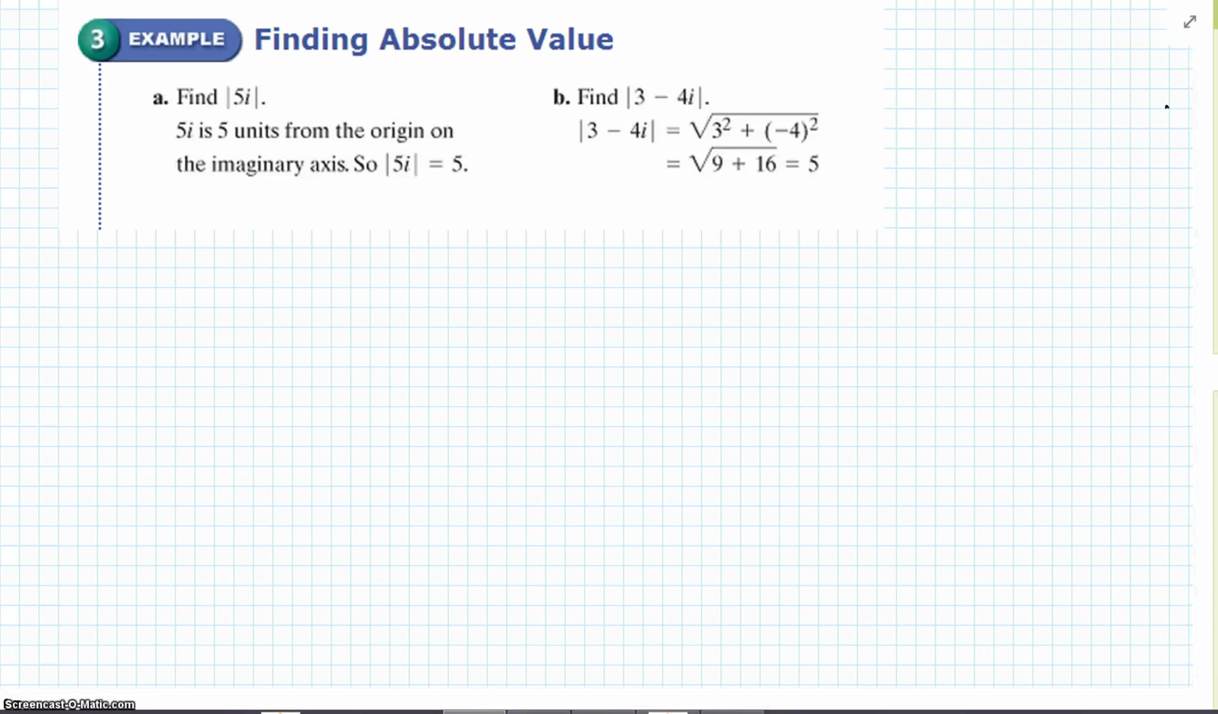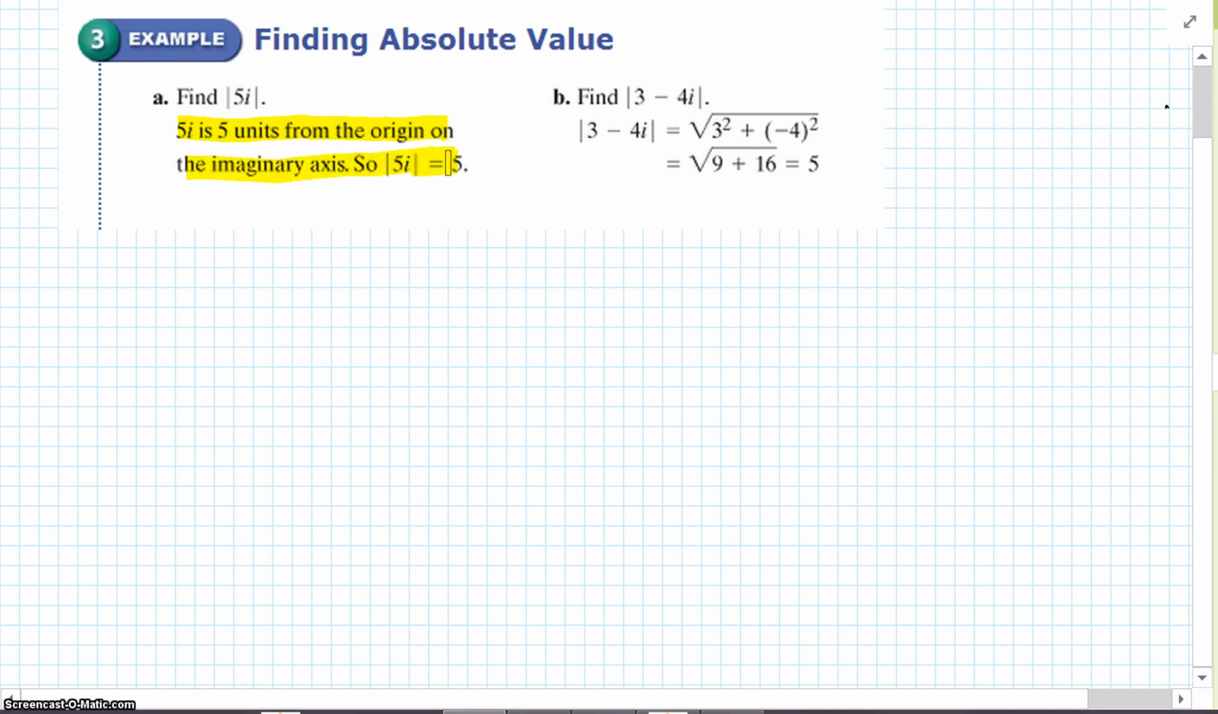So, find the absolute value of 5i. Since 5i is 5 units away from the origin on the imaginary axis, the absolute value is going to be 5. Find the absolute value of 3 minus 4i. It's going to be the same thing as the square root of 3 squared plus negative 4 squared. Once you do the math, that's going to become 5.